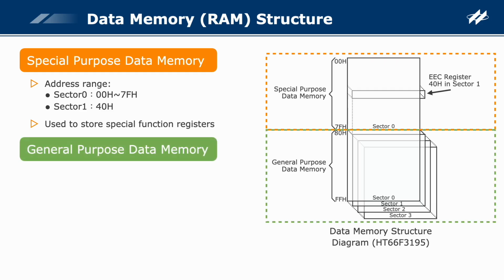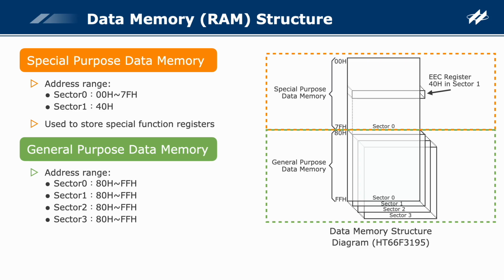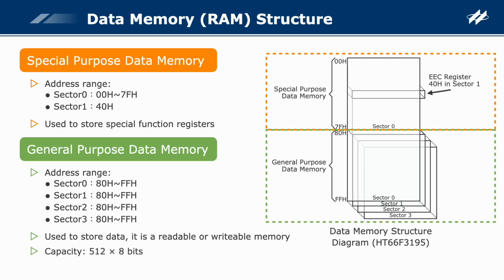The second area of data memory is reserved for general purpose use, whose address range is from hex 80 to hex FF in sector 0 to sector 3. It is mainly used to store data. It is a readable or writable memory area where temporary data can be stored and retrieved for use later. All locations within this area are read and write accessible under program control. This general-purpose data memory has 4 sectors, with a capacity of 512 multiplied by 8 bits.